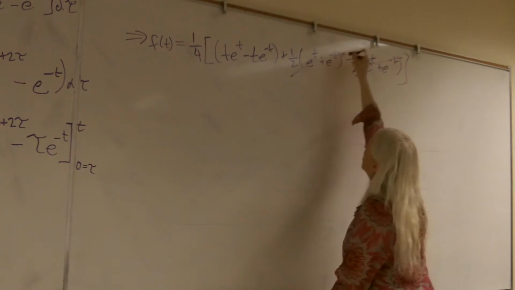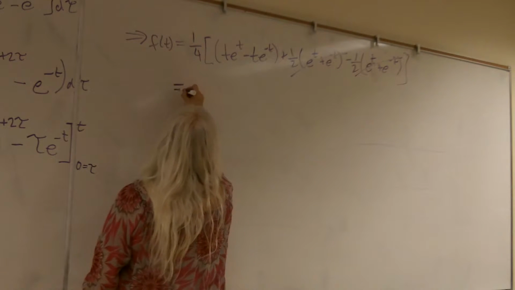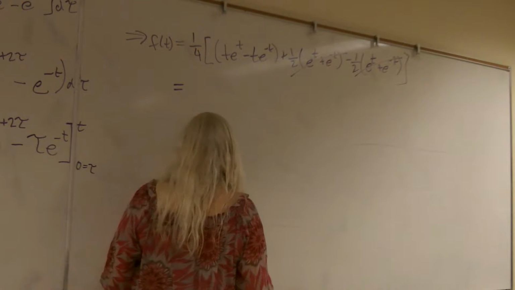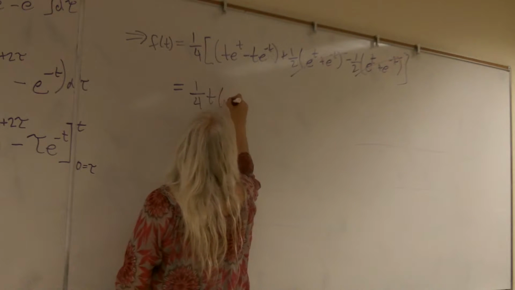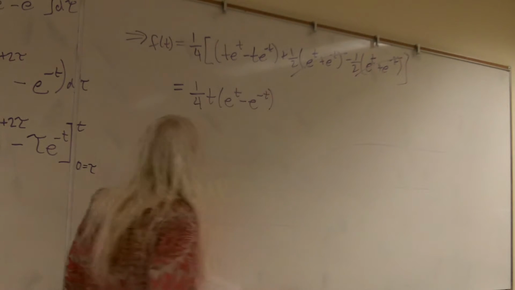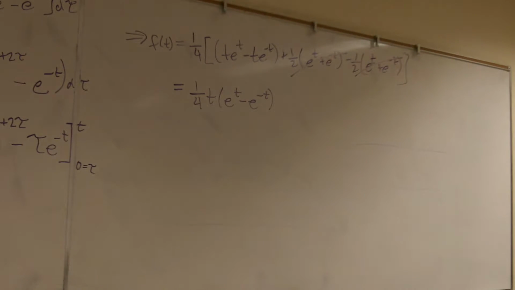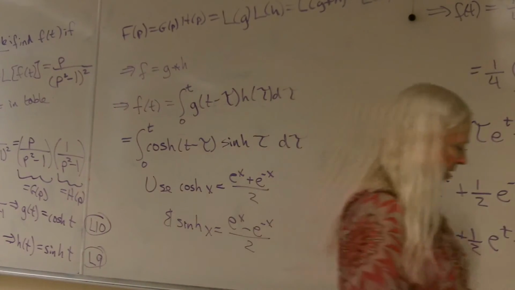Well, those and those cancel, right? Yep. So our f of t is 1/4 t times the quantity e to the t minus e to the minus t. Well, the quantity in parentheses almost looks like a sinh again, right? If it had a 2 in the denominator, it would look like a sinh.